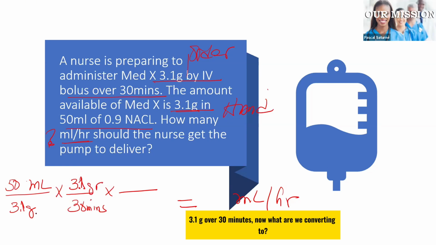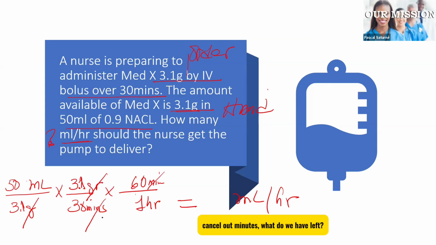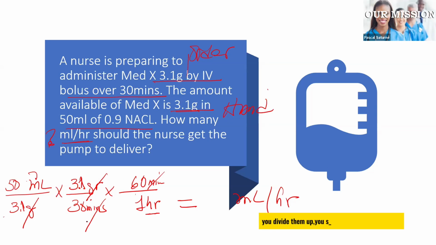Now, what are we converting to? Minutes per hour. How many minutes do we have in 1 hour? 60 minutes in 1 hour. Now, we're going to cancel everything out. Cancel out grams. Cancel out minutes. What do we have left? We're left with ml per hour. If you multiply everything and divide, you should get 100 ml per hour.